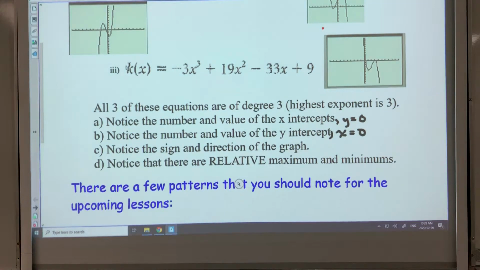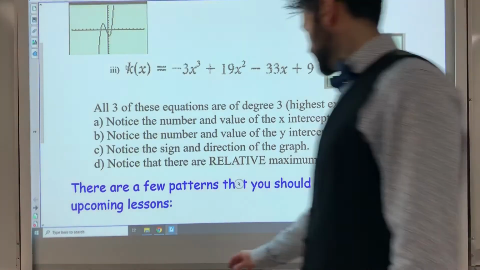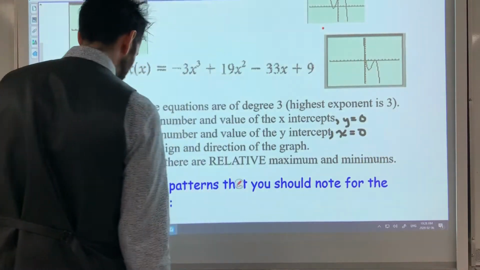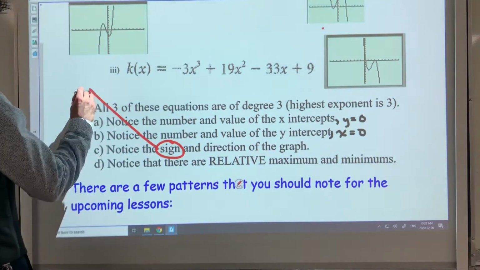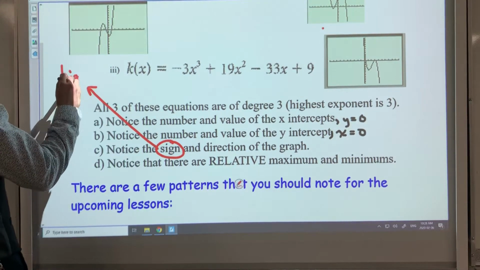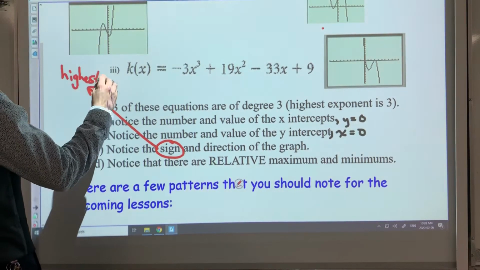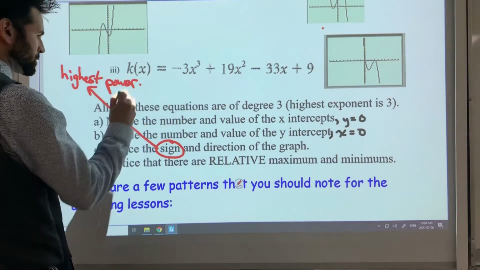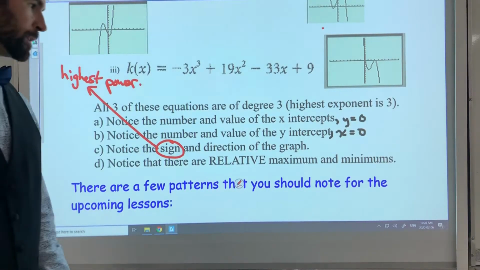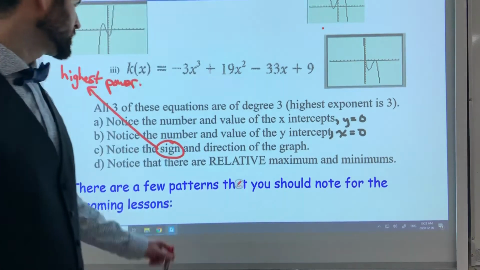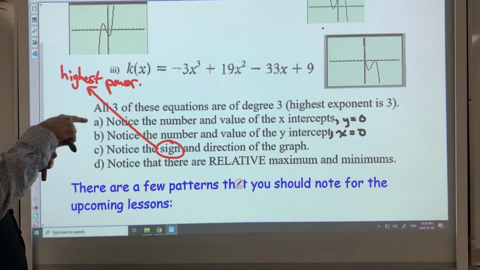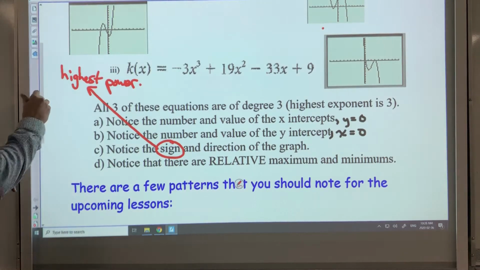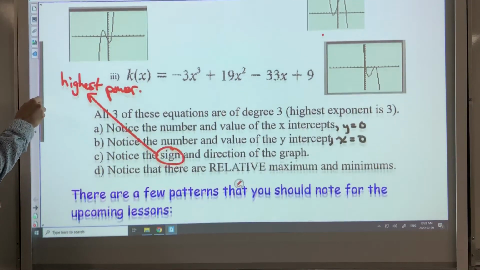Notice the sign and direction of the graph. So when I say the sign, you're going to find out that as we graph more and more of these, it's going to be the sign on the highest power that matters. Just like how the person with the biggest personality takes over a group of people and usually becomes the leader, the highest power usually determines the way the graph is going to begin and the direction. That's the trickiest thing to figure out.